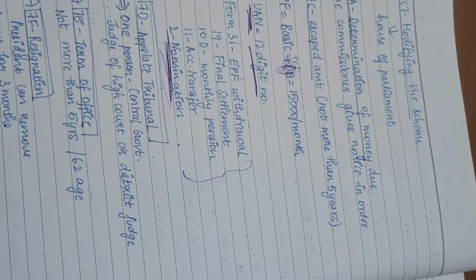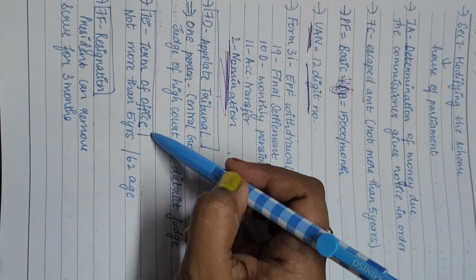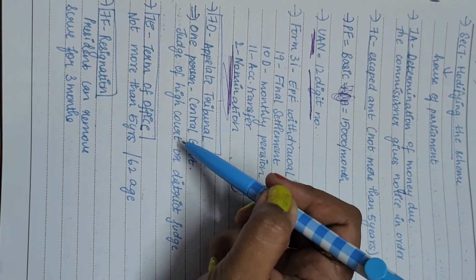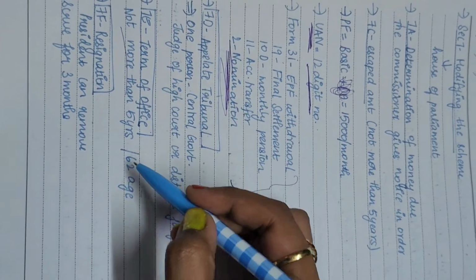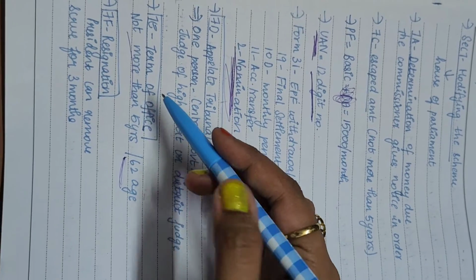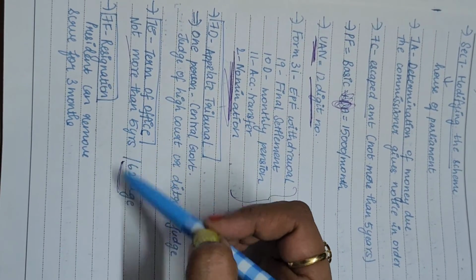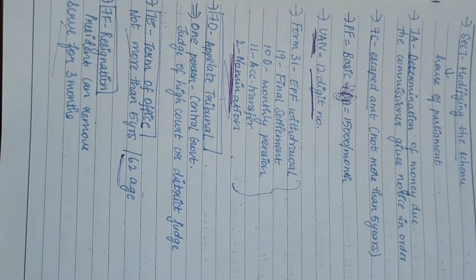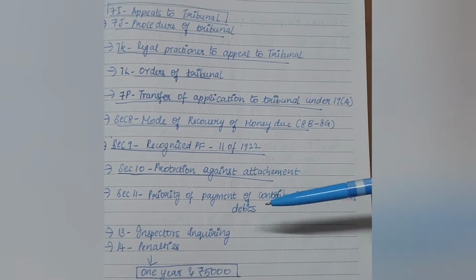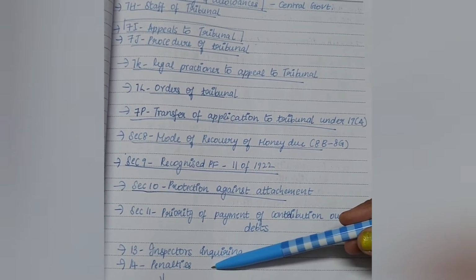So 7D is the appellate tribunal, and the term of office for the officers under this act is not more than 5 years or until they have attained 62 years of age. And 7F is the resignation of the officer. The President can remove them, and they serve a notice of about 3 months. These are the other sections you can refer to, and section 14 deals with the penalty.